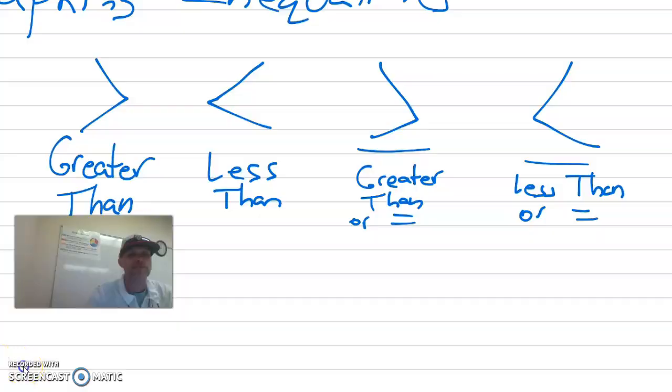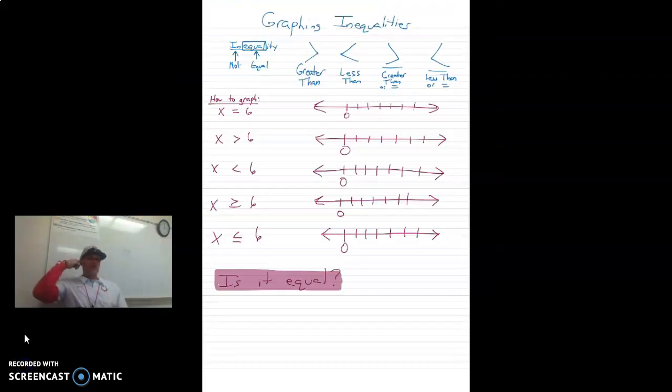All right, if you want to pause this right now, you can get this drawn. This is how to graph. Okay, so we're going to graph x is equal to 6, x is greater than 6, x is less than 6, greater than or equal to 6, and less than or equal to 6. So get all these drawn, and we will talk about it.